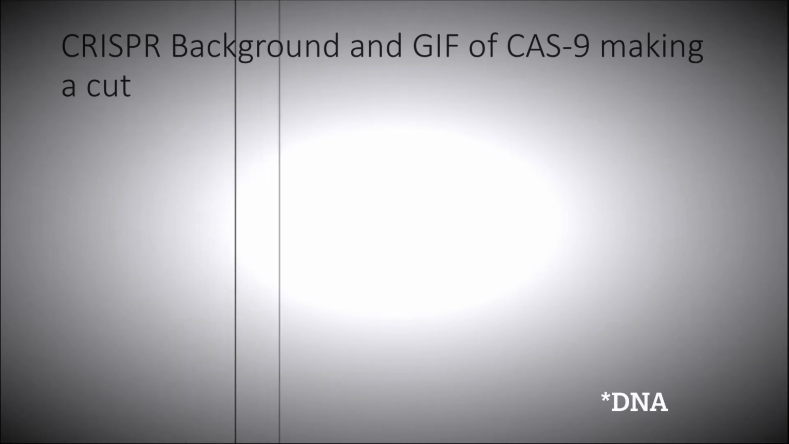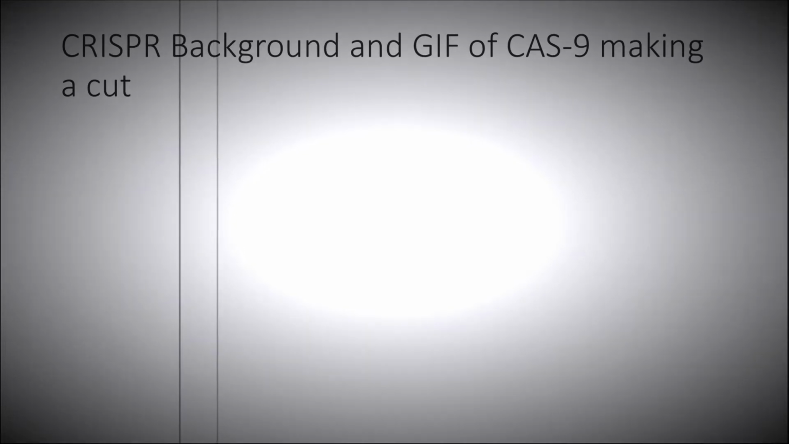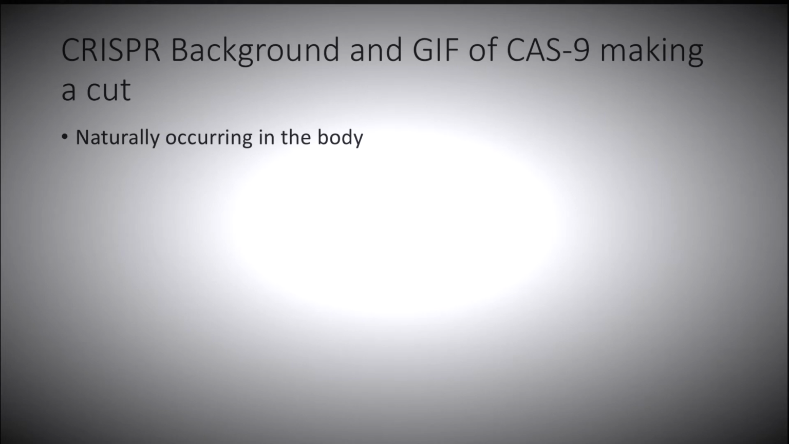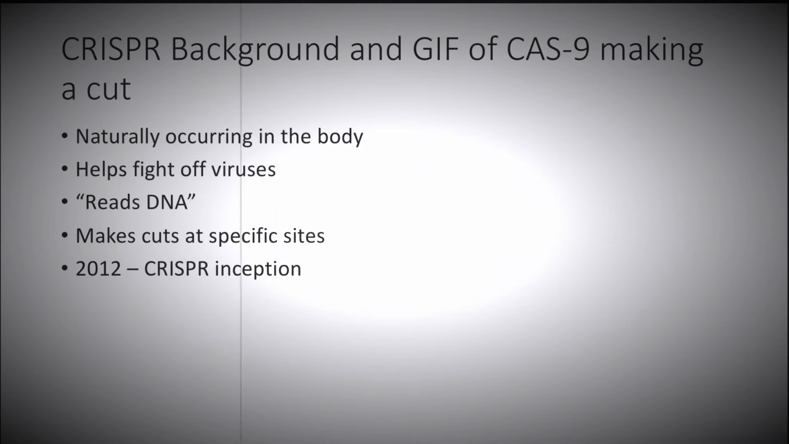Next, I'm going to explain some CRISPR background and show you a GIF of the Cas9 protein making a cut in an RNA strand. Cas9 naturally occurs in the body as a protein. It is used to help fight off viruses. The protein has an important ability that allows it to read DNA and identify repeats or unwanted strands of DNA that could contain a virus. We all know viruses rely on their genetic code to churn out more copies of themselves. The more cuts and misinformation the virus has, the less likely it will be able to copy itself effectively.